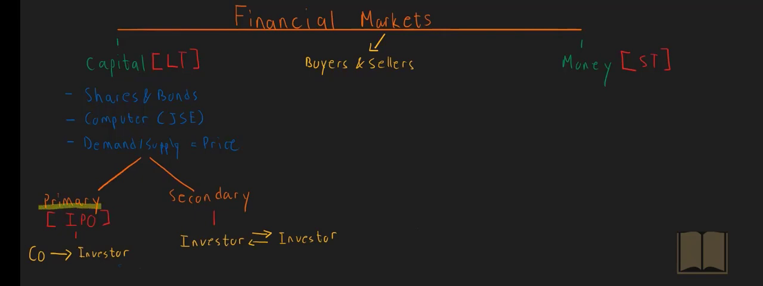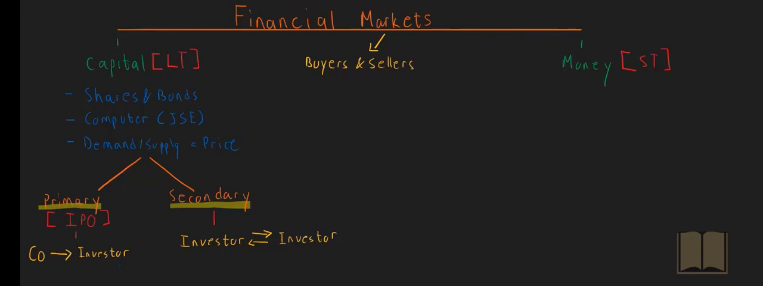The capital market can be further broken down into two sub-markets. There's a primary market and a secondary market. The primary market is where newly issued bonds and shares are offered to the public in an initial public offering. So the company that seeks these funds gets these funds by selling shares directly to the investor. The secondary market, on the other hand, is where these investors trade with one another.